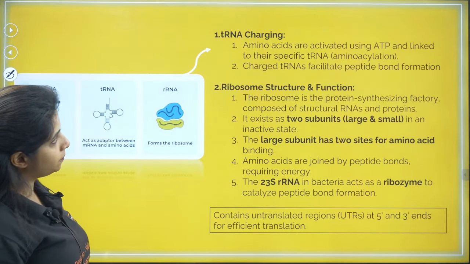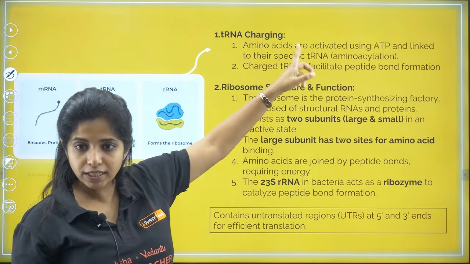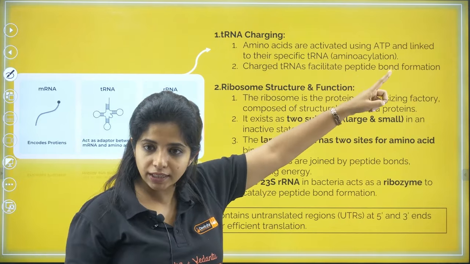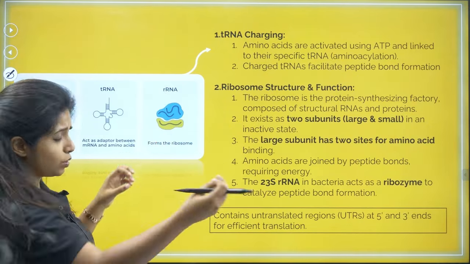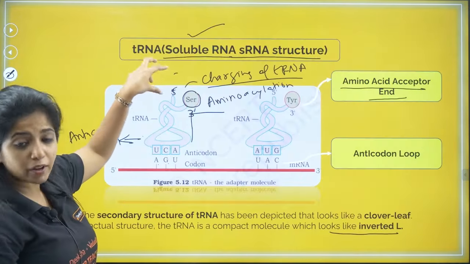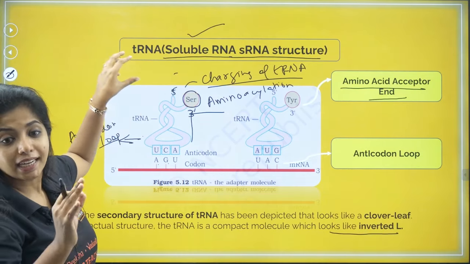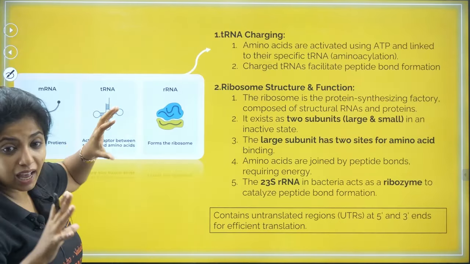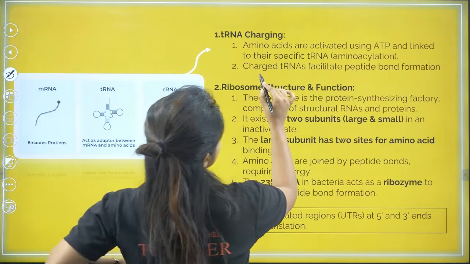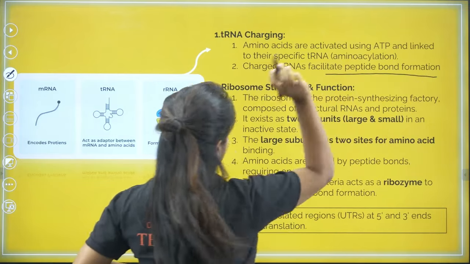Now, my dear children, tRNA charging happens in the first phase. Amino acids are activated using ATP. So, whenever charging of tRNA happens, whenever amino acids are being joined, please understand it needs a lot of ATP. It's a highly energetic process. Charged tRNA facilitates peptide bond formation. Okay, we'll come to that.